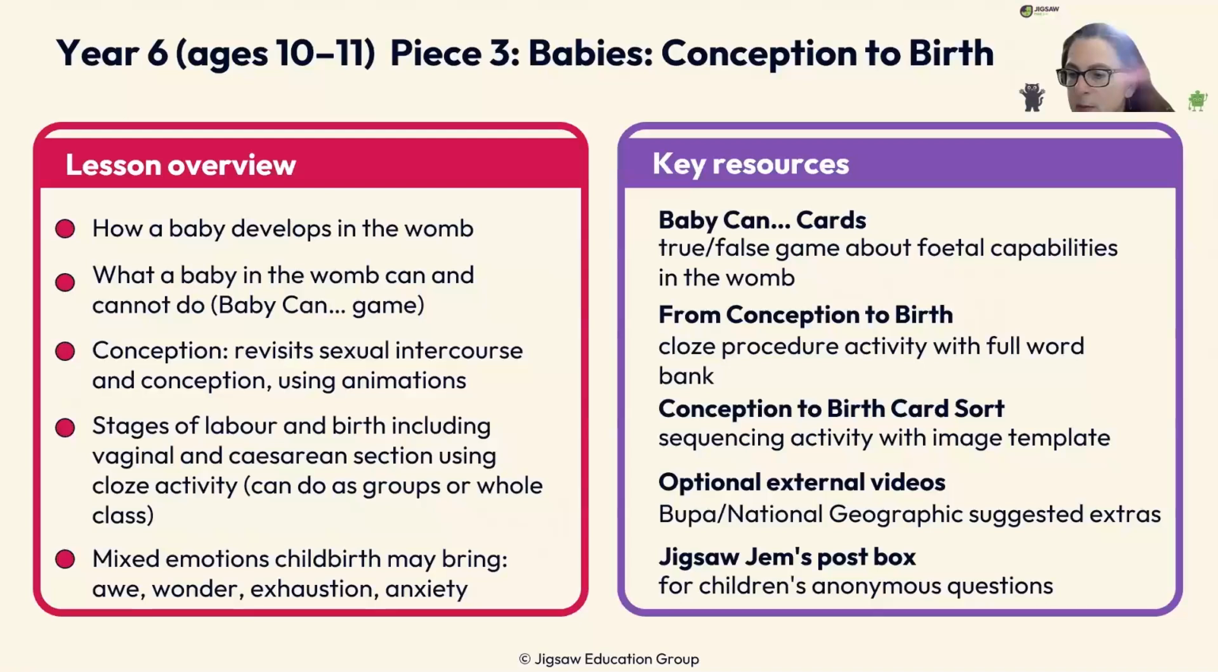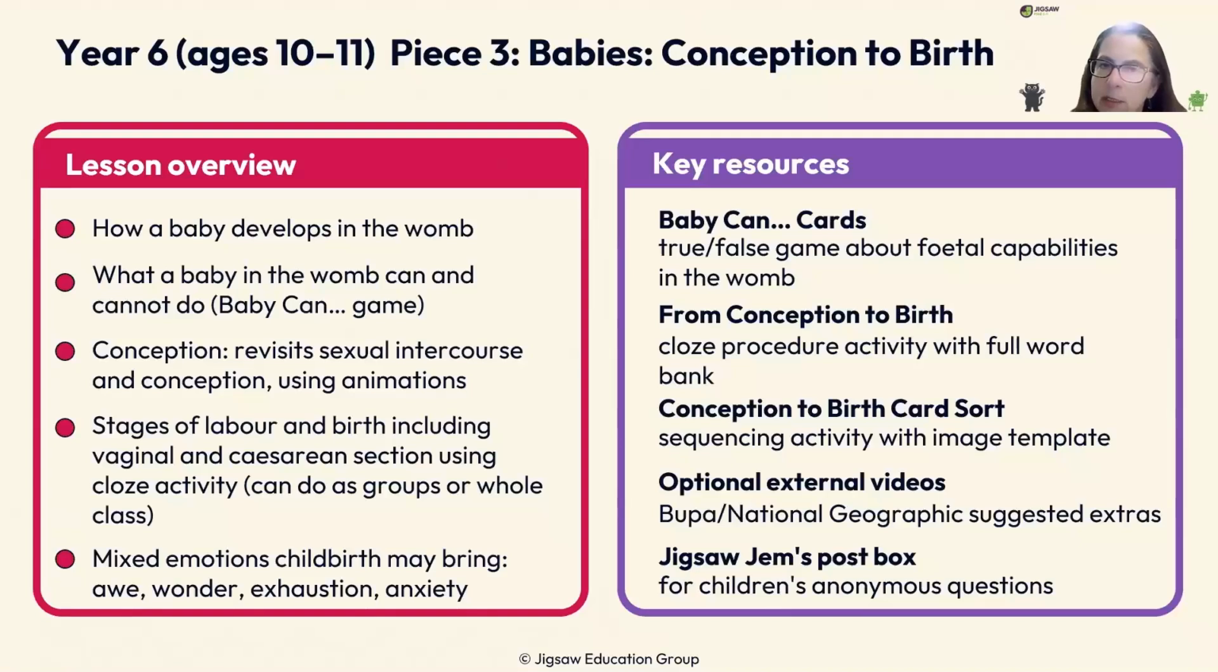So Year 6 very much builds on this. We look at how a baby develops in the womb, what the baby can and can't do. We revisit conception, we revisit sexual intercourse, revisit the same animations. There aren't new ones, it's revisiting that learning. We look at the stages of labour and birth, and we include vaginal and C-section as well. And again, looking at the emotions that it might bring. Again, a couple of different resources. If you can spend more time on this lesson, we would recommend it, but you can decide how much or how little you want to do from these different activities.